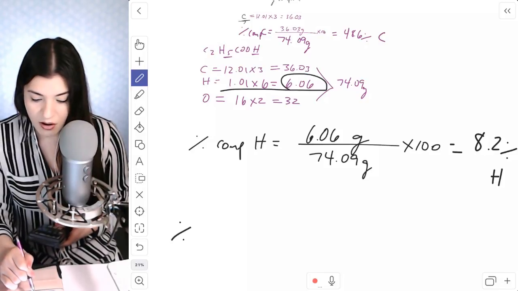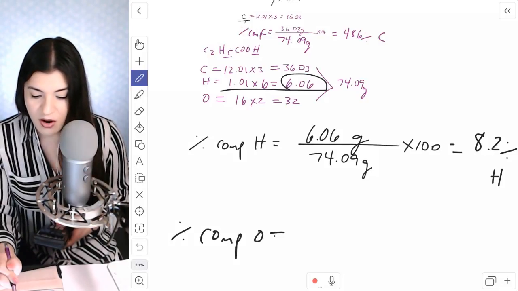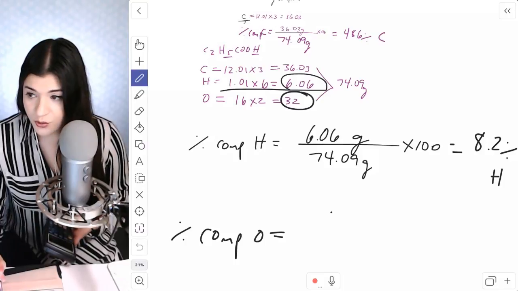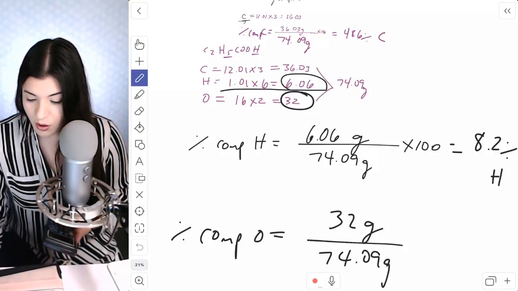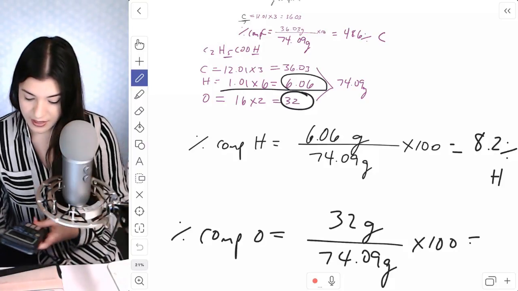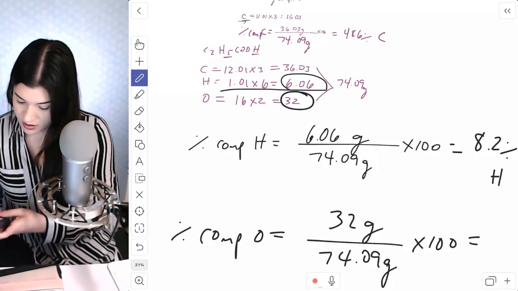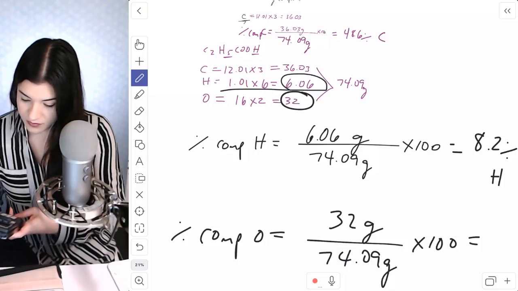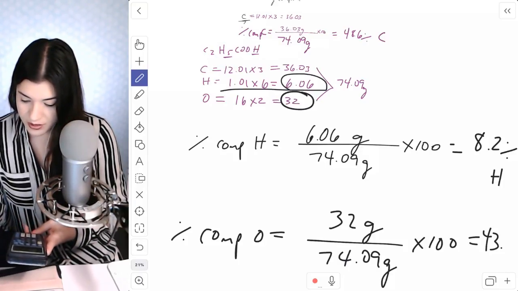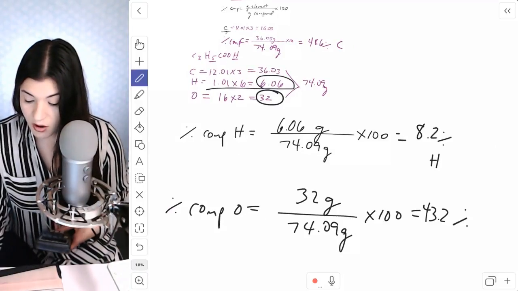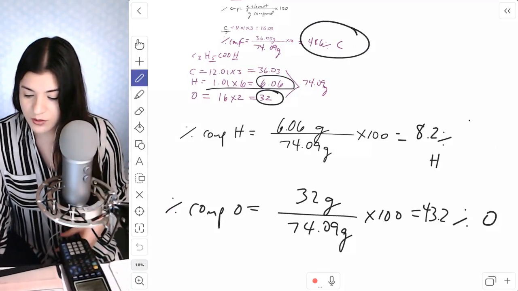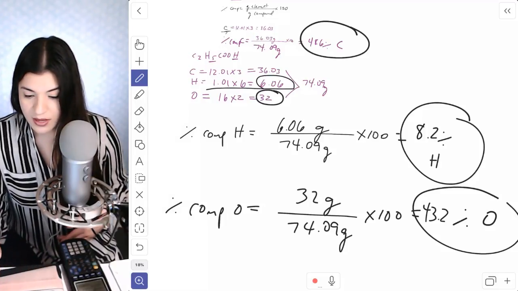And then lastly, of oxygen, how many oxygens did we have? We had 2, so a total mass of 32 grams over the entire compound. And multiply that by 100, and that gives us 32 divided by that value again. So 43.2% of oxygen. So that's all you would do. It is knowing the formula.